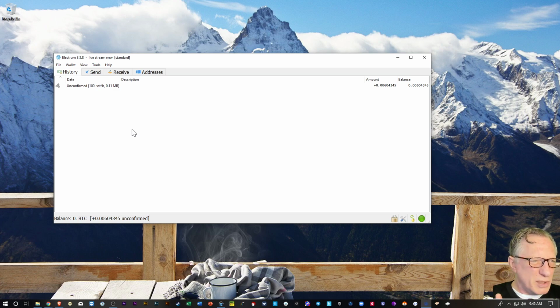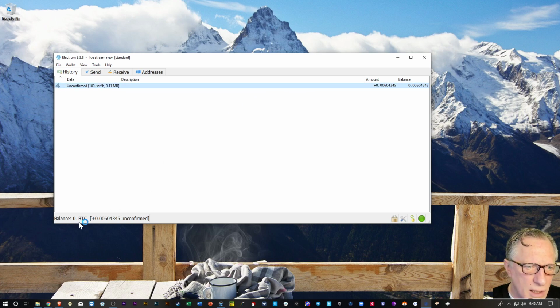So I get a lot of people that panic when they see it's unconfirmed, but that means that it's in your wallet, right? That means it's yours and it's not going anywhere. It will take a while for it to eventually be spendable, right?